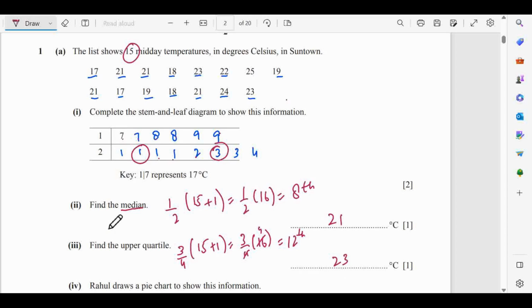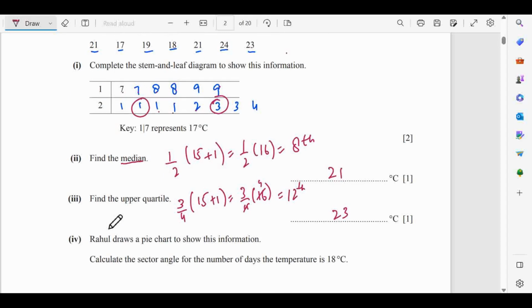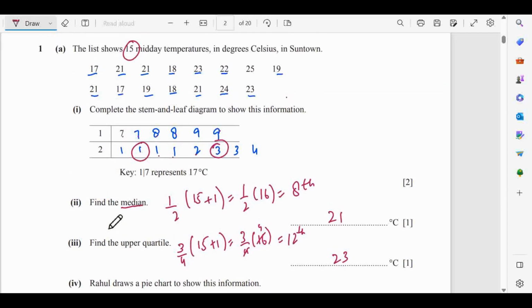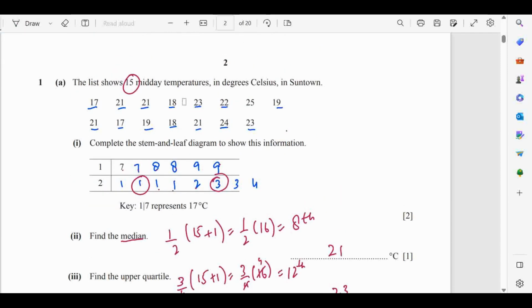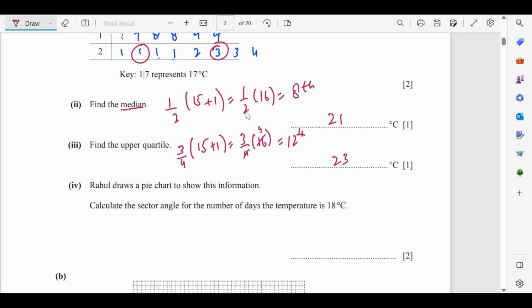Now in part C, Rahul draws a pie chart to show this information. Calculate the sector angle for the number of days the temperature is 18 degrees. Now we can see here that for 18 degrees we will have only 2 days where the temperature is 18 degrees.